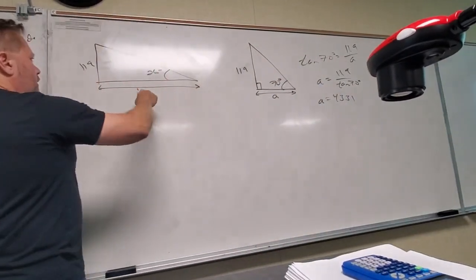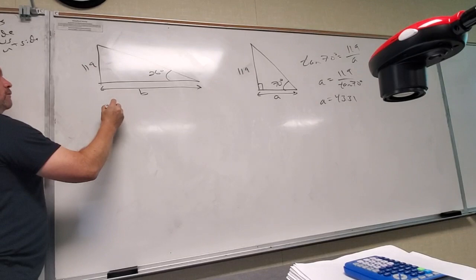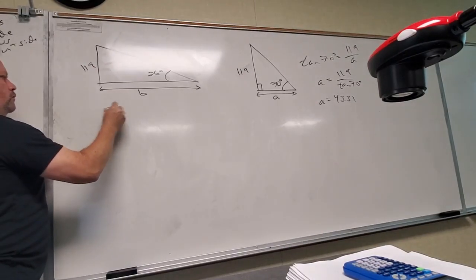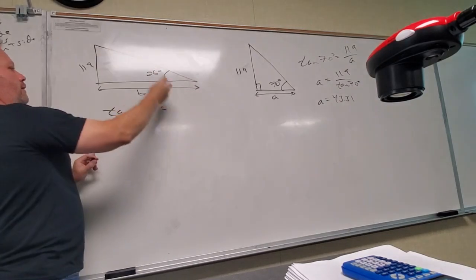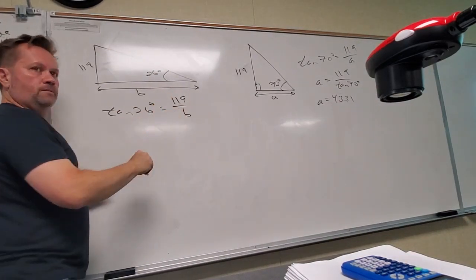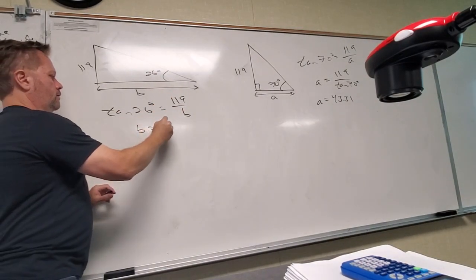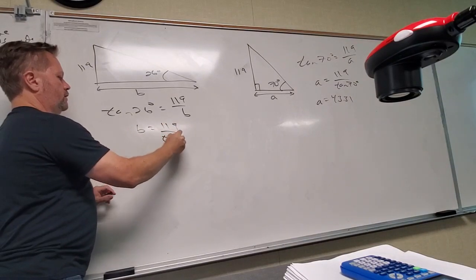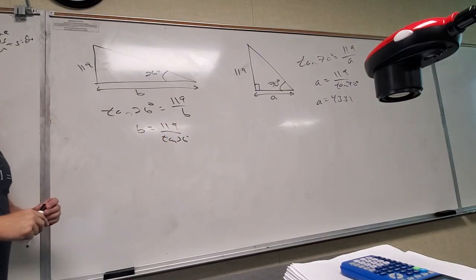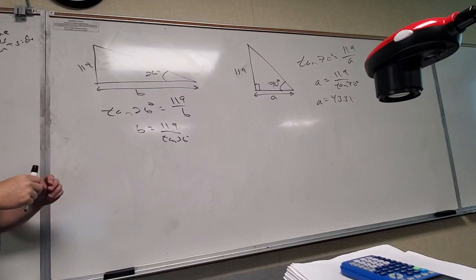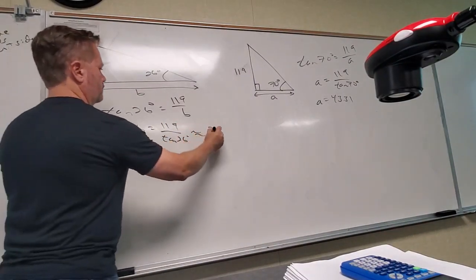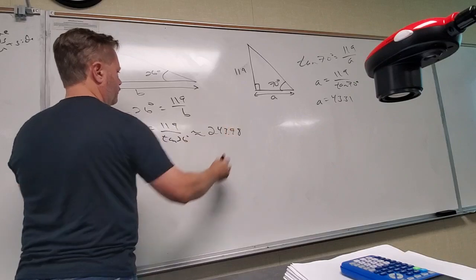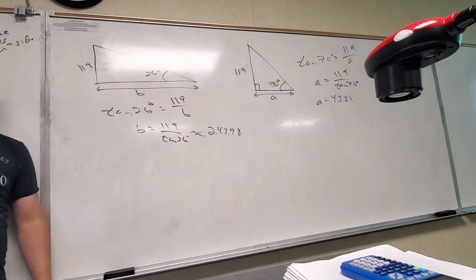How do I solve for B? What trig function do I use? Tangent. Yeah, all these are tangents. Oh, 119 over B, right? So B is 119 over tangent 26, which is about 243.98. That's a lot.